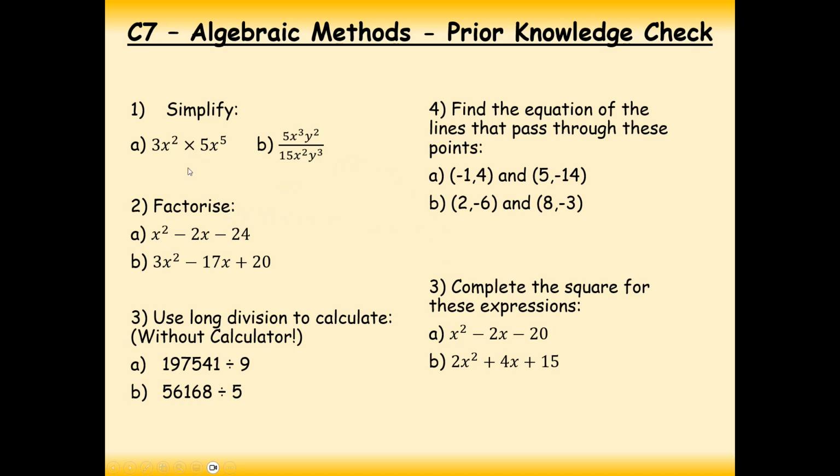They're fairly simple. This very first question is just applying index rules. So 3 and 5 are coefficients, they have to be multiplied with each other, but the powers will add up. So that's what you will get.